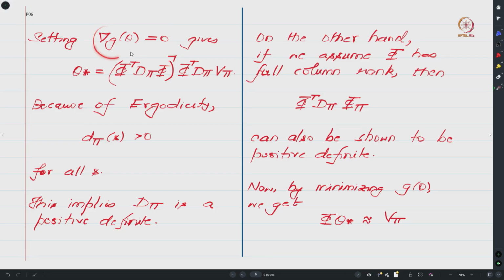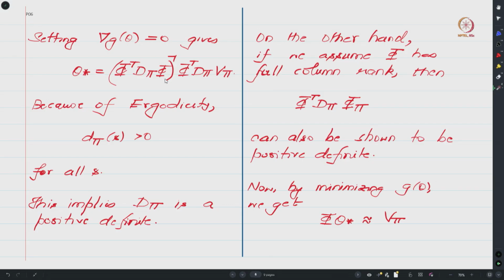Now if you set the gradient equal to 0, one can see that theta star equals (phi transpose D pi phi) inverse phi transpose D pi v pi. And whenever you see an inverse, one of the first things you have to check is whether this inverse exists or not.